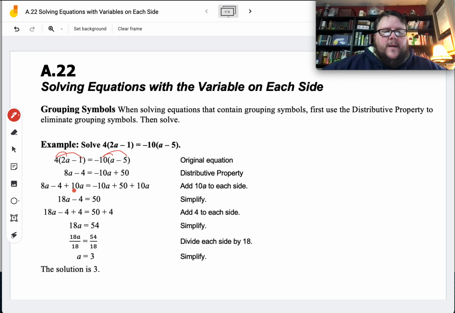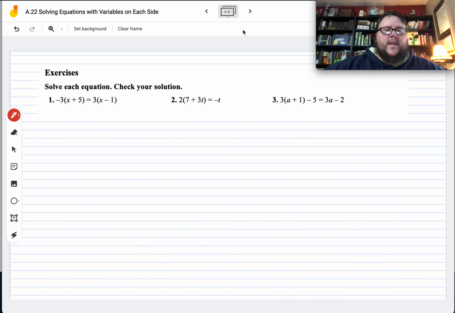And then from there, it's just simple solving the equation like we did yesterday. We move the 10a to the other side, we add 10a. When we add 10a to both sides, those cancel out. 8a plus 10a becomes 18a. And then we're going to add the 4 to both sides. Negative 4 plus 4 cancels out. 18a equals 54. Divide by 18. A equals 3. Okay? I'm going to go ahead and do a couple of these problems with you guys. So you're going to have your answers if you want.